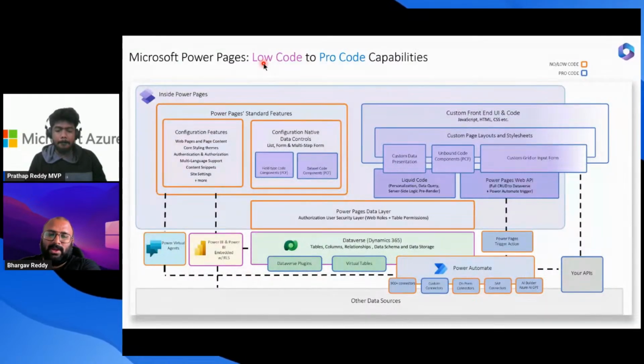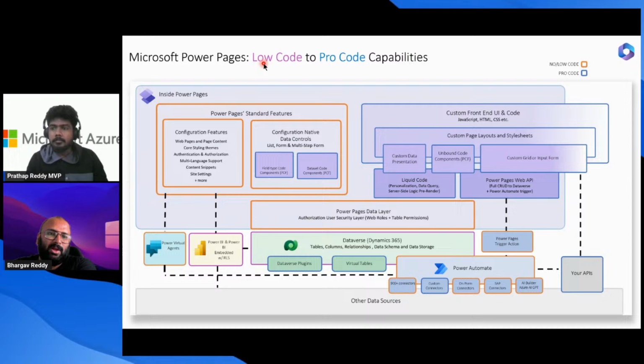So overall, if you look at it, Power Pages is pretty well modeled. What you see to the left, marked in orange, is basically the no-code, low-code capabilities which come out of the box. It has configuration features which allow you to create web pages and page content. You can enable some of your core styling themes. You can apply your authentication and authorization. There are about 5 to 6 easily available out-of-the-box options.